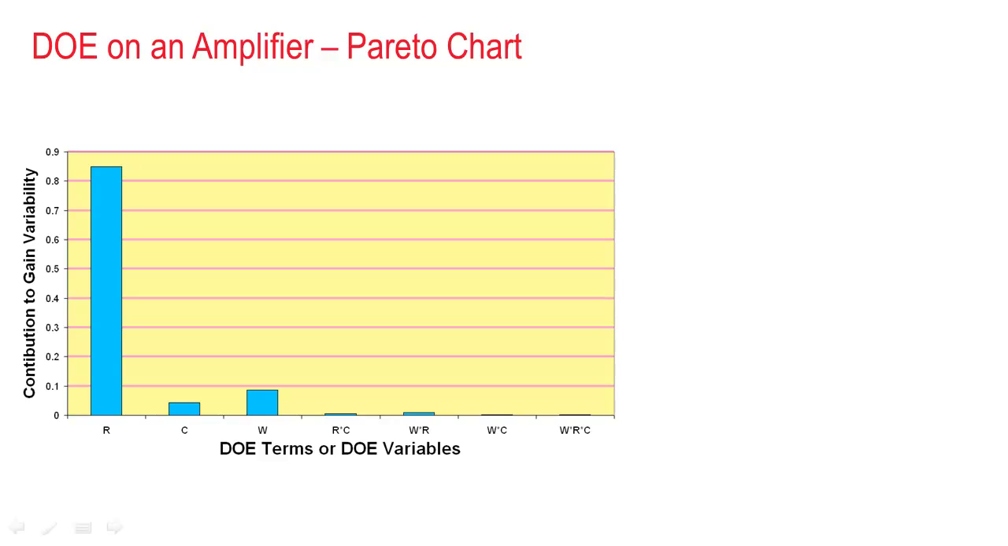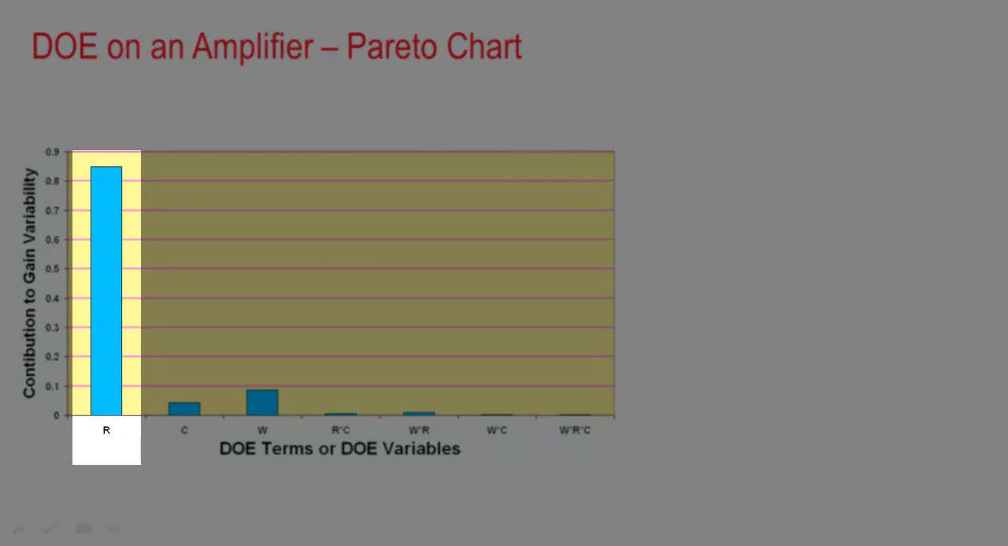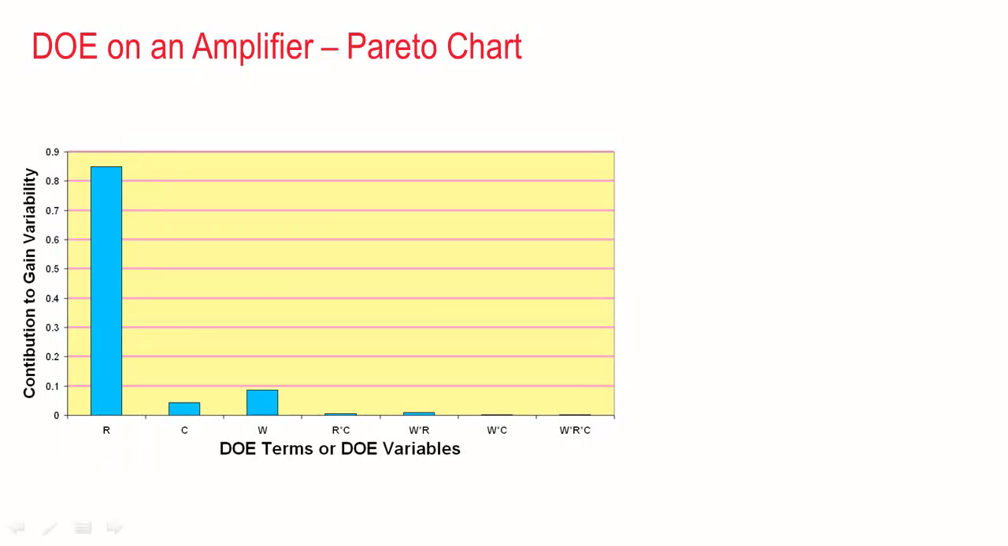So after determining all the main effects and all interactive effects, we then plot them all on a Pareto chart to help us visualize and pinpoint the biggest factor that affects our output gain. And here it is. You can see it is very clear the resistor R changes our output gain drastically and must be controlled. So how do we do this in this simple example?